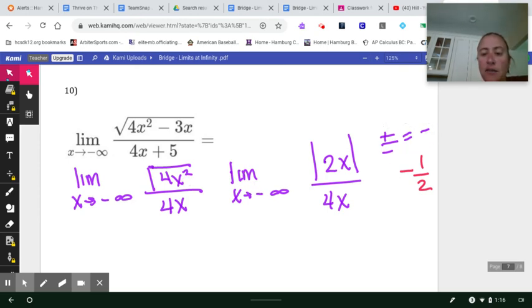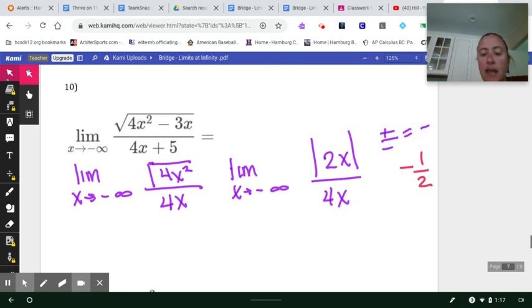If I take negative infinity and plug it in the top, I get a negative, but the absolute value makes it positive. And 4 times negative infinity is negative, which tells me my answer should be negative. And then again, because these coefficients are x and x, they divide out. So I should get negative 2/4, or negative 1/2.